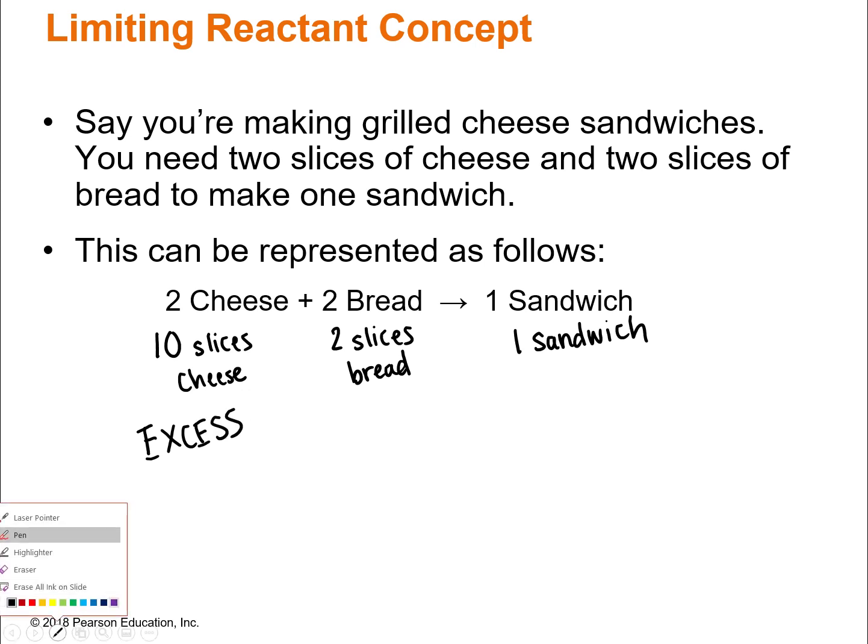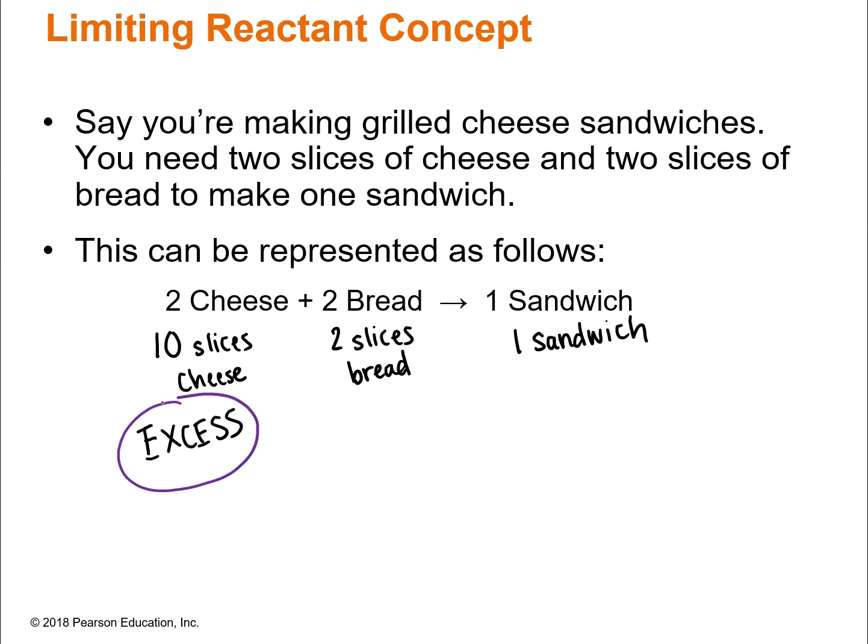Your cheese is in excess. You've got much more of it than you can use to make 1 sandwich. But 2 slices of bread limits how many sandwiches you can make. And in this reaction, it would be the limiting reactant. Got a ton of cheese. We can make far more than just 1 sandwich with the number of slices of cheese we have. But we've only got enough bread to make 1 sandwich.